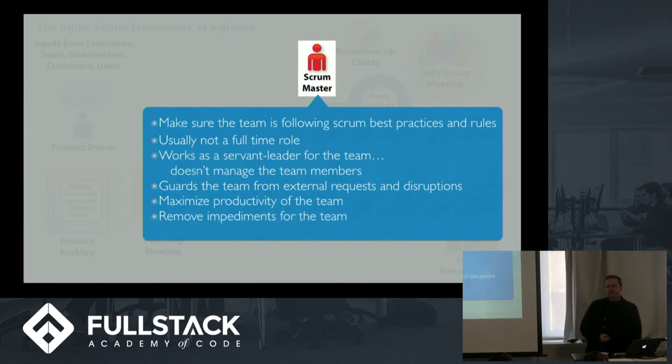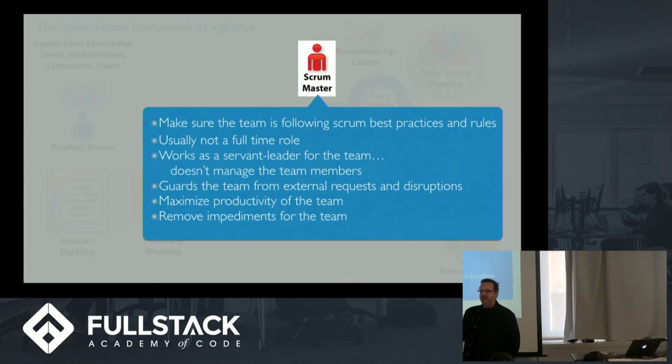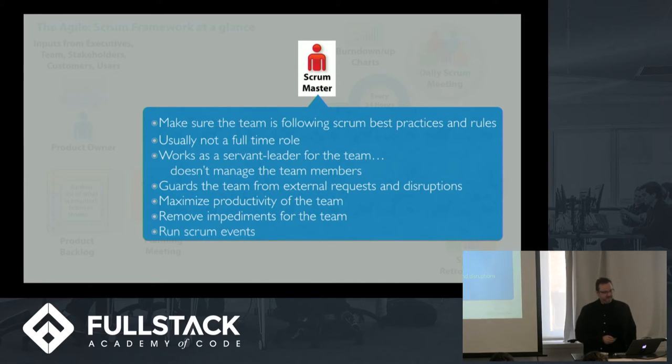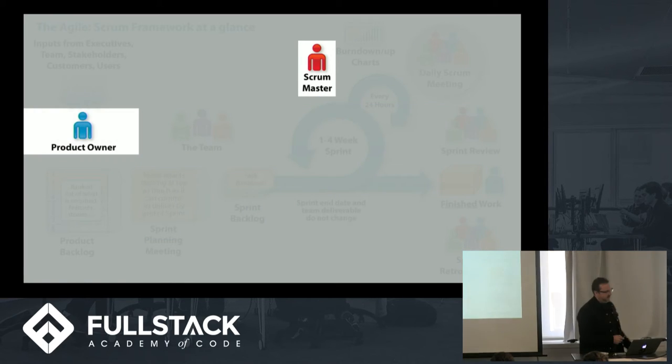And also remove impediments for the team. So if you're working on something and you need some endpoint to connect to and you can't get it, then you'll go to your Scrum Master and hopefully that person can take care of those types of things. And also run Scrum events, so your stand-ups and such. So you've got your Scrum Master and your product owner.